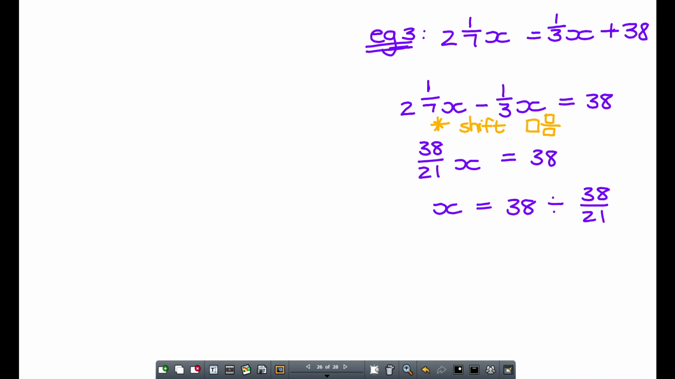Now, I'm going to write this step, but you don't have to. We can use our calculator. 38 is actually 38 over 1. The division, I'm going to change to multiplication, which means that that swaps around. So 21 over 38. Okay, and then you will see that this 38 cancels out with that one. So my final answer is x is equal to 21. Any questions?